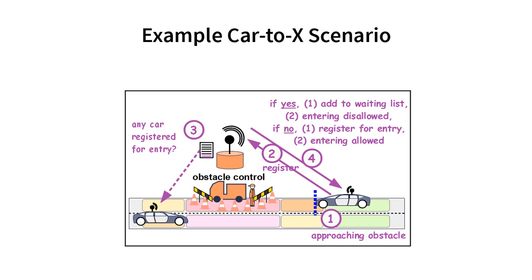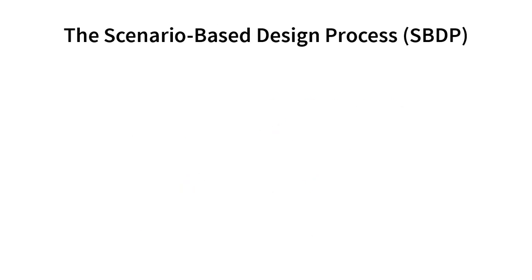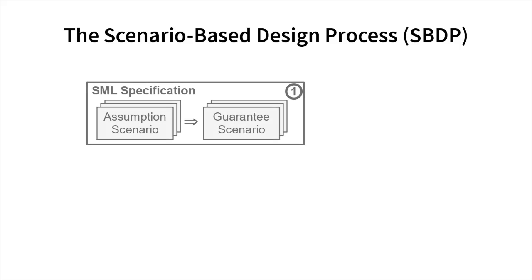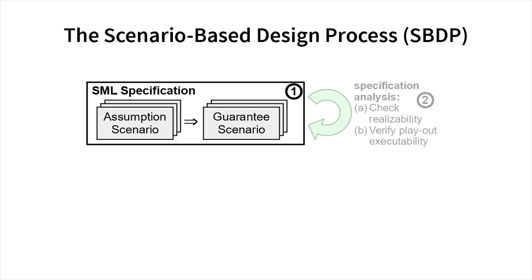With the scenario modeling language, such scenarios can be modeled formally, and, due to their executable semantics, these scenarios can even be used as the implementation of the system. We created a scenario-based design process, SBDP, to compile executable code from SML scenarios, which works as follows. The first step is to model the SML specification, which consists of a set of assumption and guarantee scenarios. Then, this specification can be formally analyzed for inconsistencies and whether the execution can lead to violations.